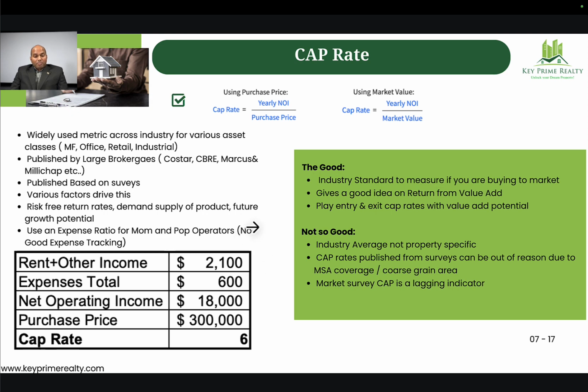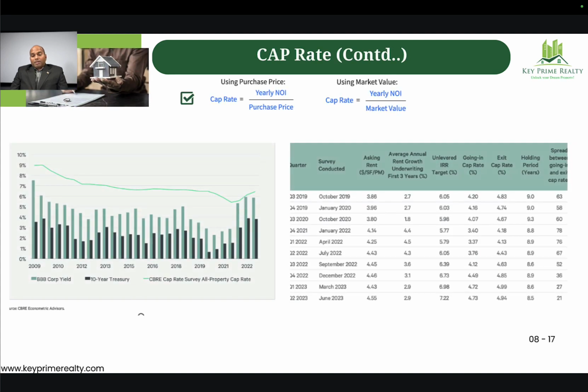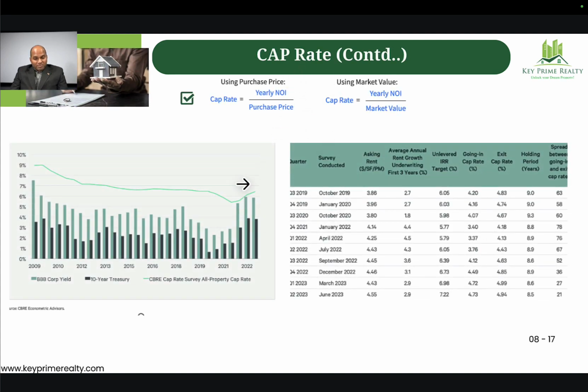So that's about the cap rate, and then let's move to the next metric. We have some additional cap rate slides here. What this slide shows you is the topic that I was discussing in the earlier slide.